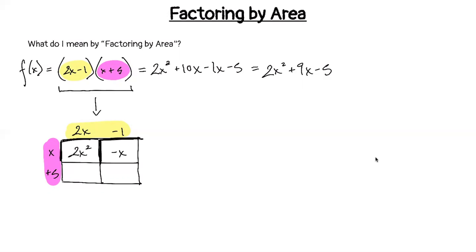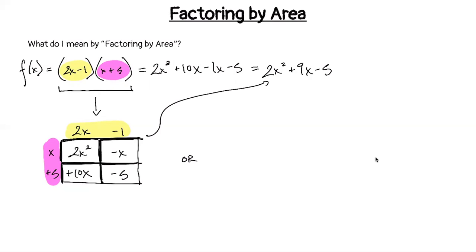So now let's move to the bottom left-hand box. 5 times 2x will give me 10x, and it's a positive 10x. And then 5 times -1 will give me -5. What I have is all the same terms I got using FOIL, just in a different form. And if I combine my like terms, I'll get back to 2x squared plus 9x minus 5.